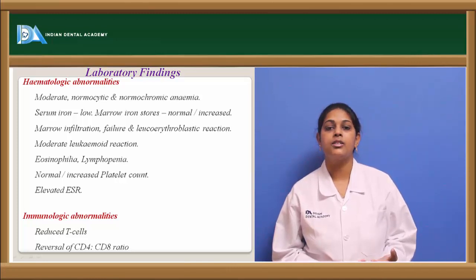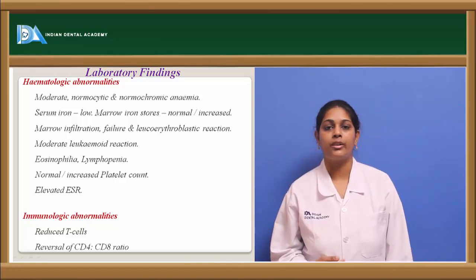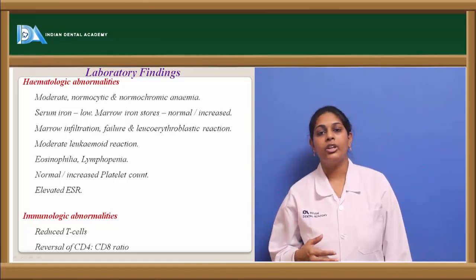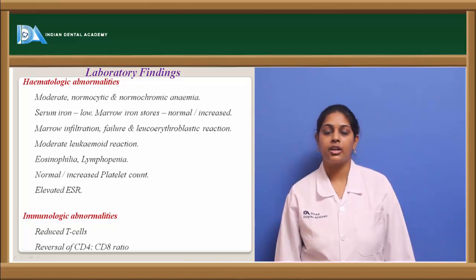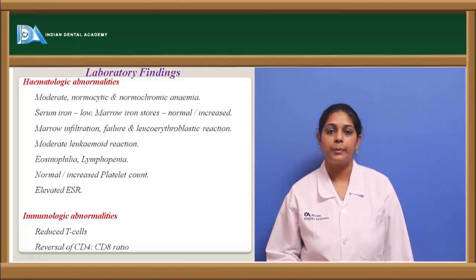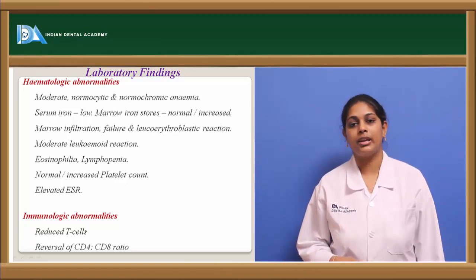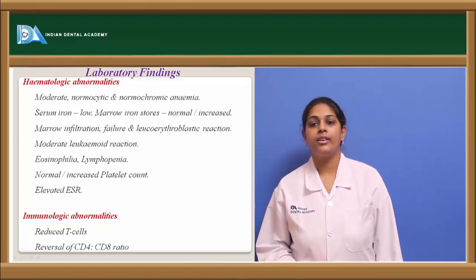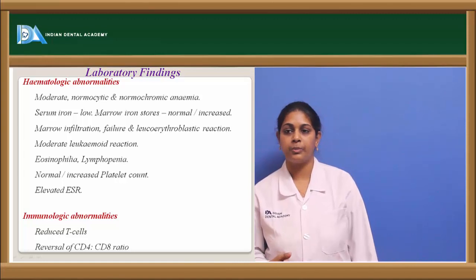So eosinophilia is a condition which we see in patients associated with other infections, where the eosinophil count is above the normal limit. And also lymphopenia is seen in conditions like the lymphocyte depletion type of Hodgkin's lymphoma, where the lymphocyte count is completely reduced. The platelet count will be normal or otherwise increased, and there's also elevated ESR, which is also associated with the infectious conditions of the patients.